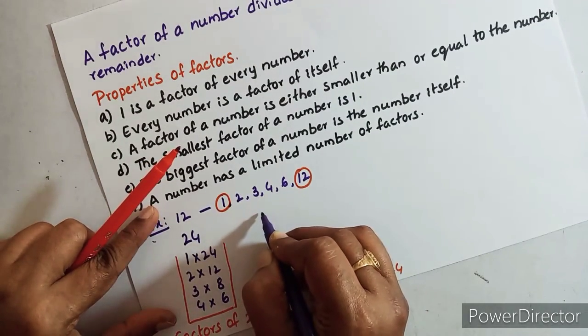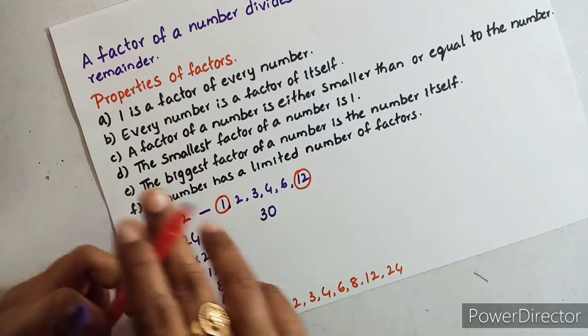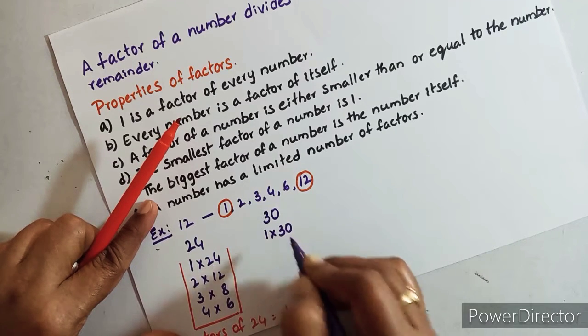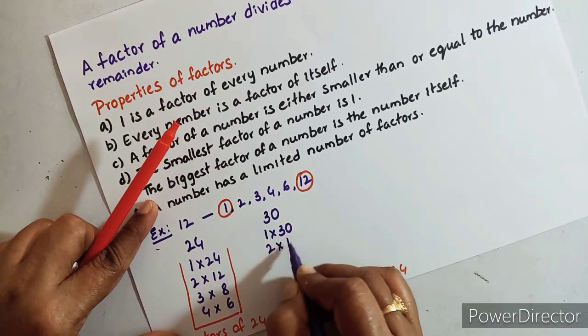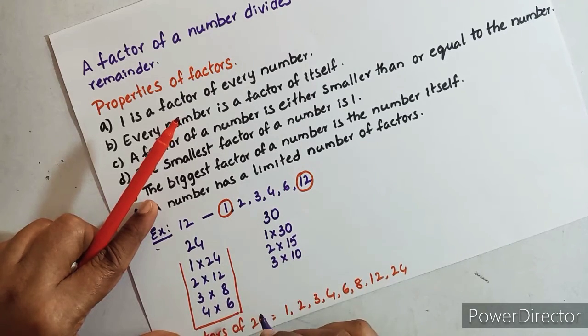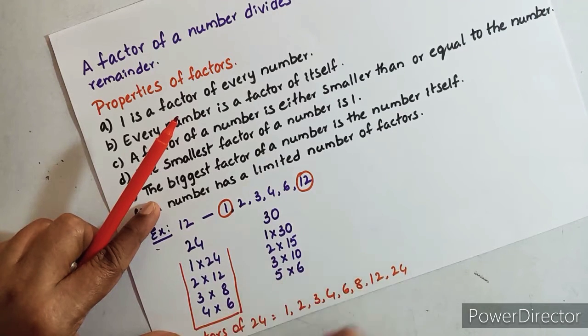What are the factors of 30? It can be written as 1 into 30, 2 into 15, 3 into 10. Will you get 30 in the 4 table? No. So 5 into 6.